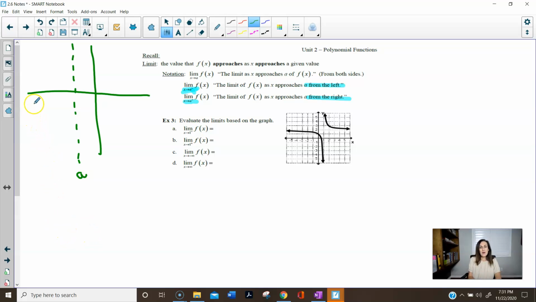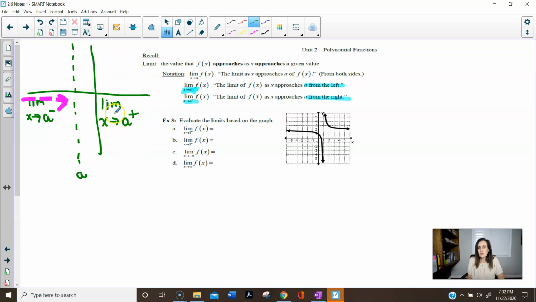So how this works is the limit as x approaches A, and if you have a little minus, then that would mean from the left-hand side. So that means that I am coming in to A from this left-hand side, all right? So that's the left-hand side. If I want to come into A from the right-hand side, it would be the limit as x approaches A, and then you would put a plus.